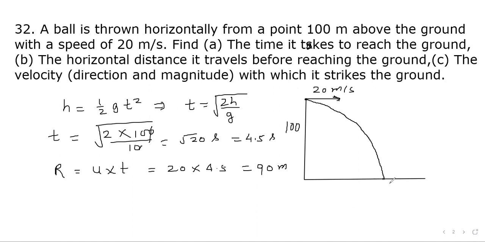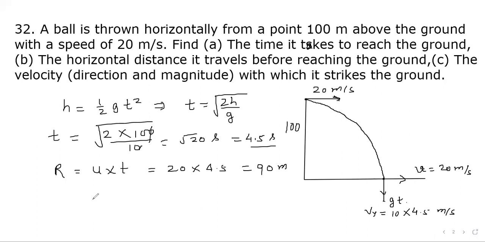So velocity at this point: one component will be like this, another component will be like this. This component will be g t, and this component will be, as usual, u equal to 20 meters per second. Here the time is 4.5 seconds. It means this value, say Vy, will be equal to g, which we are taking as 10, times 4.5 seconds, which is 45 meter per second.